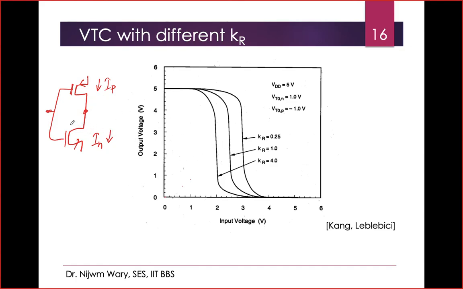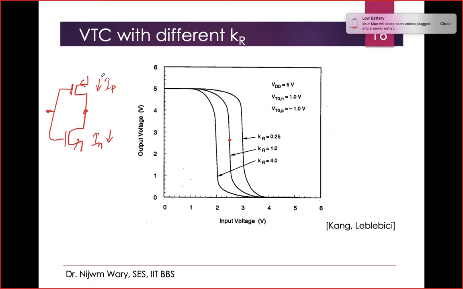If I am increasing the W by L ratio of this one, like I'm making it very high, right? To get a particular current IN, I need a smaller VGS, right? Suppose I'm at this point, everything is equal. I'm at this point, so this current is equal to this current. Now, suppose suddenly I have increased the W by L of this one, right? So if I have increased this one, my VGS requirement will come down or not? Will come down definitely, right?